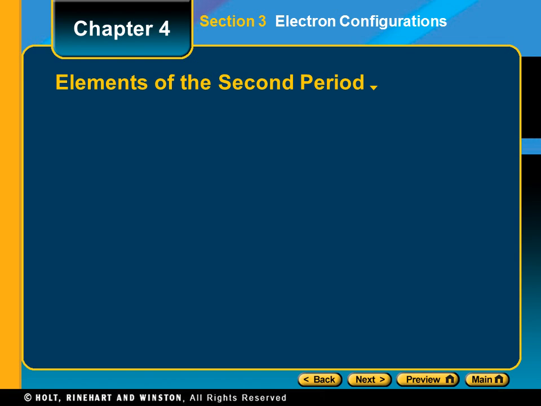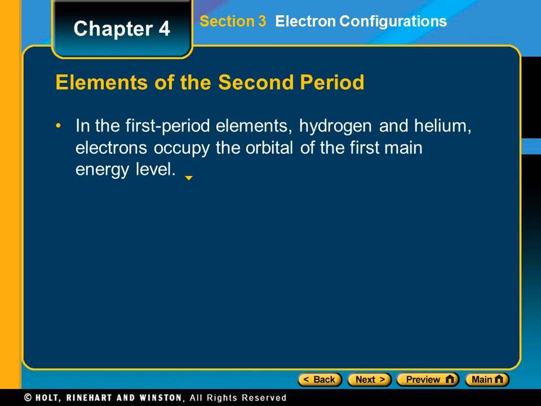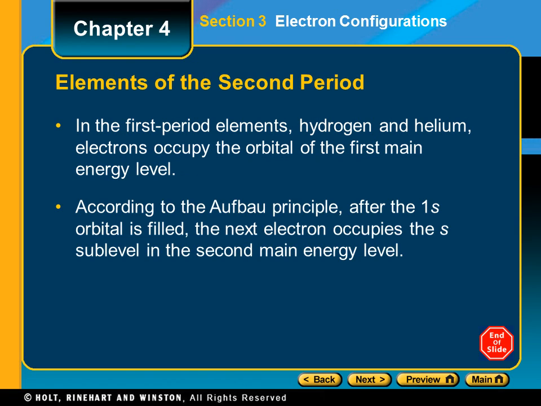Now we'll move to elements of the second period. In first period elements, hydrogen and helium, electrons occupy the orbital of the first main energy level. According to the Aufbau principle, after the 1s orbital is filled, the next electron occupies the s sublevel in the second main energy level. We already saw that. You're going to go up by energies, but this is where it gets confusing, and you're really going to have to puzzle through some of these to get it figured out.